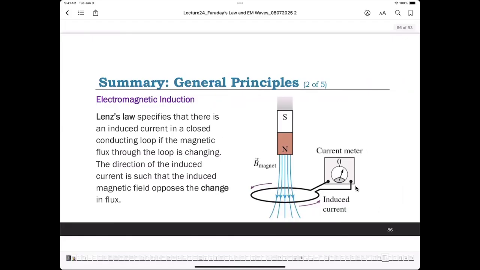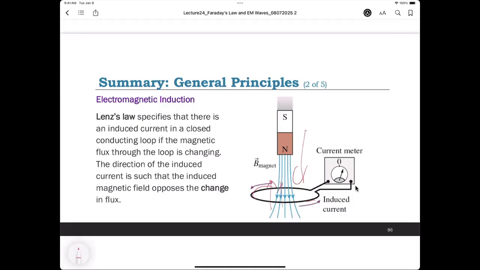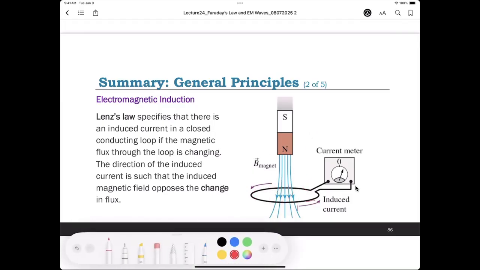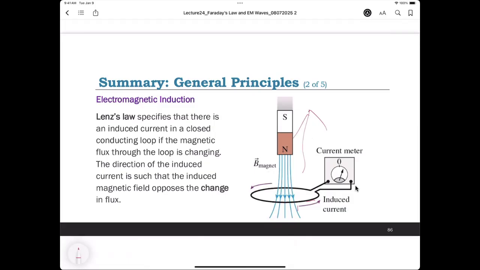If this bar magnet goes down, the loop should generate an opposite magnetic field, and then you use the right hand rule. Similarly, if this bar magnet goes up, the loop will generate the same direction field, and then you use this direction. Then you use the right hand rule to decide the current direction. Does it make sense to you?